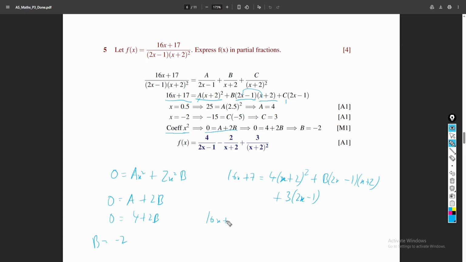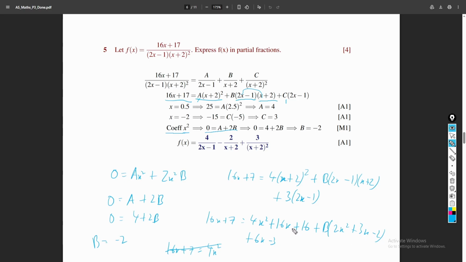So 16x plus 7 equals 4x square plus, this will be 4, so 4 for the 16x, plus 2 to the 4 for the 16, plus b, we have 2x square plus 4x minus x, so plus 3x minus 2, then plus 6x minus 3. So we're just breaking everything down over here. So we have 4x square. It's already broken down really. So now we can just compare coefficients.